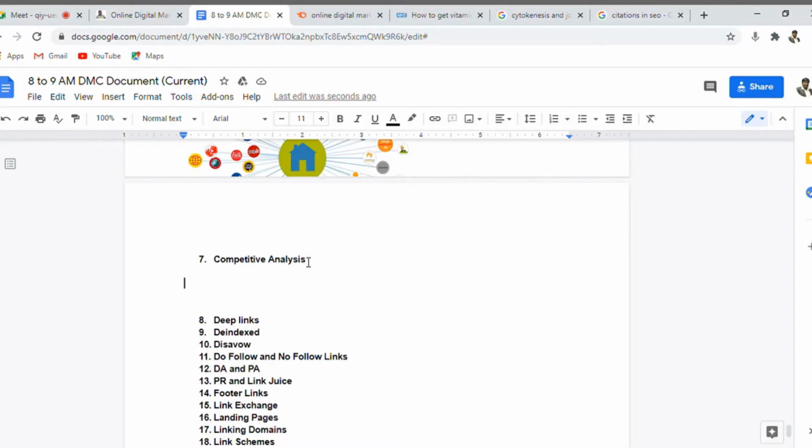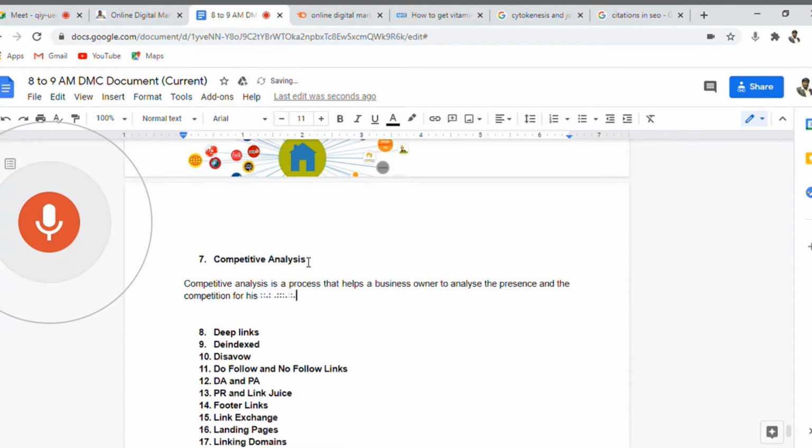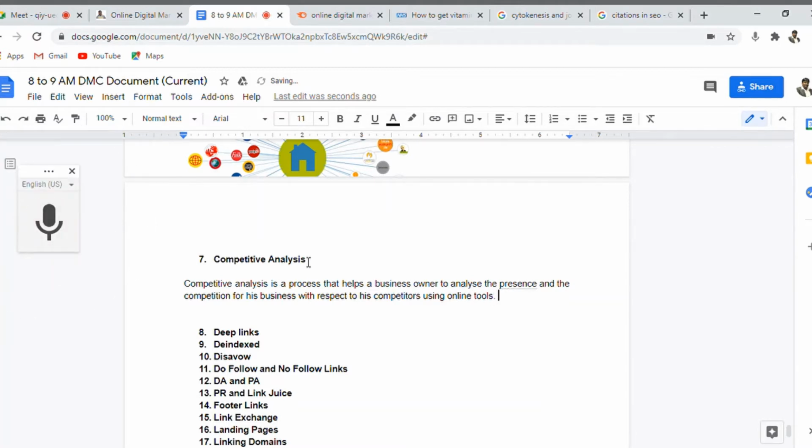We are going to discuss a term called competitive analysis. The term itself says analyzing your competitor. Competitive analysis is a process that helps a business owner analyze the presence and the competition for his business with respect to his competitors using online tools. So this is my definition.